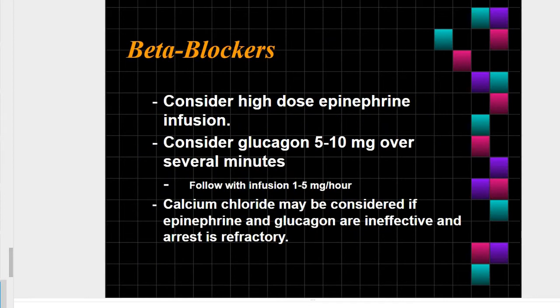Consider high-dose epi infusions in beta blocker overdoses. Beta blocker overdoses, we can give glucagon 5 to 10 milligrams over several minutes and then follow with an infusion of 1 to 5 milligrams an hour. And we may even consider calcium chloride if the other two treatments are not in your protocol or are ineffective and the arrest is refractory.